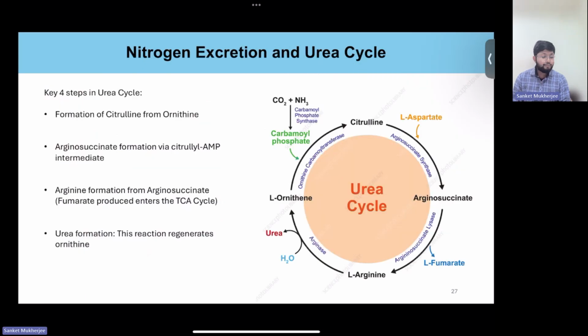Now talking about nitrogen excretion and the urea cycle, there are four key steps in the urea cycle. The first is the formation of citrulline from ornithine. As you can see, ornithine to citrulline is the first step, and the enzyme is carbamoyl phosphate.